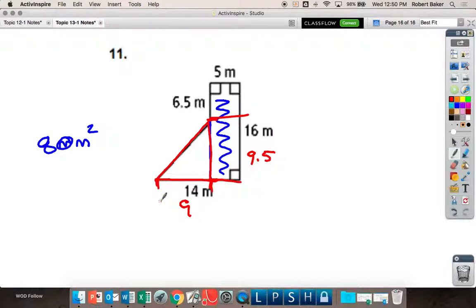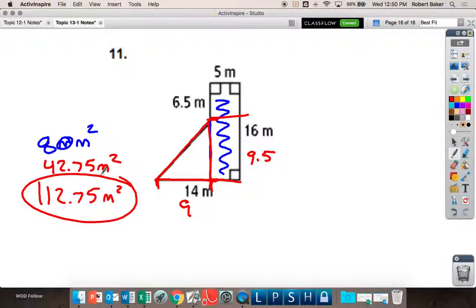So I can do base times height divided by 2. That's 85.5 divided by 2, which is 42.75 meters squared. And we add the red and the blue together, and we get our combined area. Those are fun, right? You're making your own Legos now. You're having to find the area of the Legos you used to build your product.